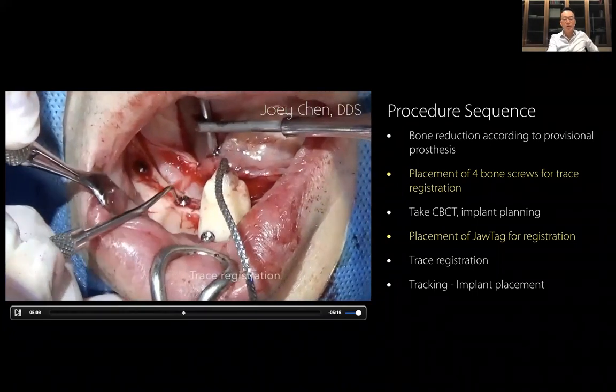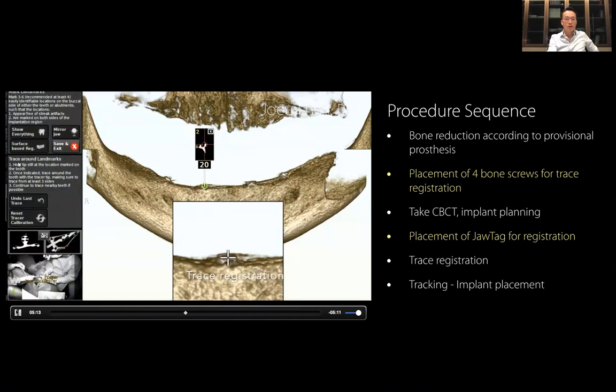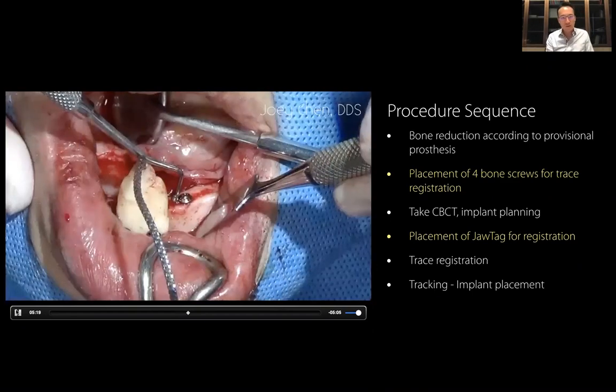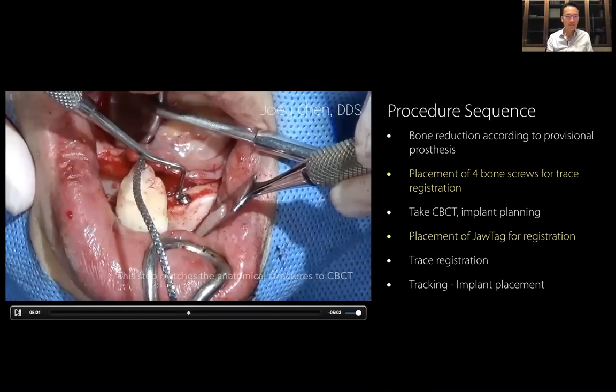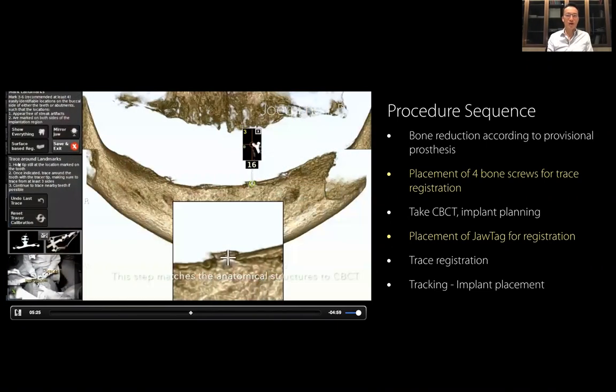And now I'm doing the trace registration on the 4 bone screws. Okay, so the bone screws are obviously very small, but we just need to circle around the screws to get our 100 data points. It's actually faster and easier to trace the screws than teeth.